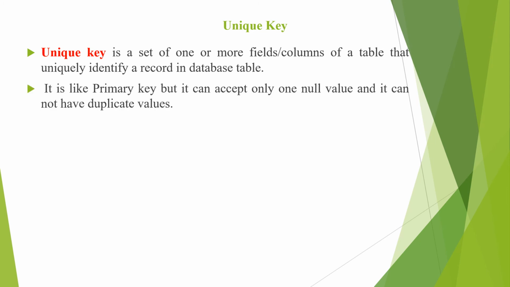The unique key is like a primary key, but it can accept only one null value and it cannot have a duplicate value. When I compare the unique key and the primary key, in the primary key there should be a value for that column. Means the null value cannot be accepted in the primary key constraint. But in the unique key constraint, one null value is acceptable, and there are no duplicate values. That is the major difference between primary key and unique key.